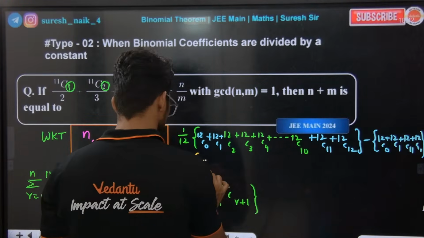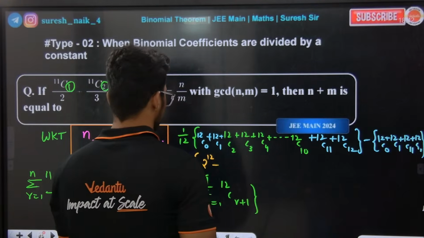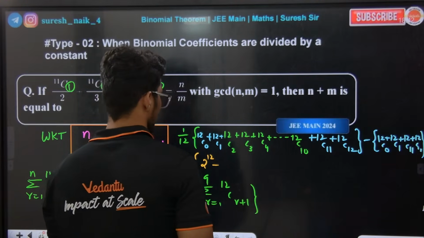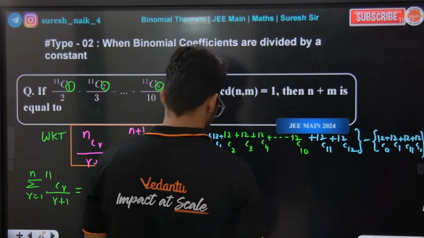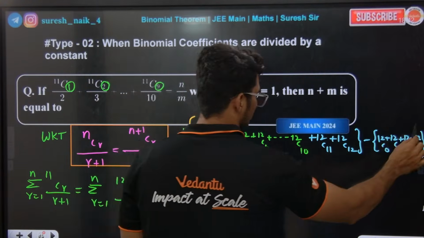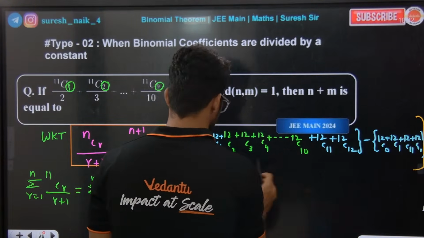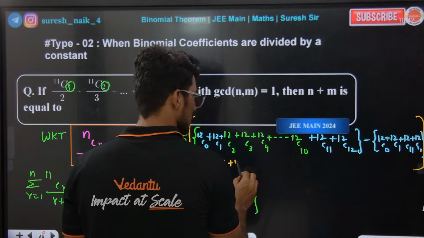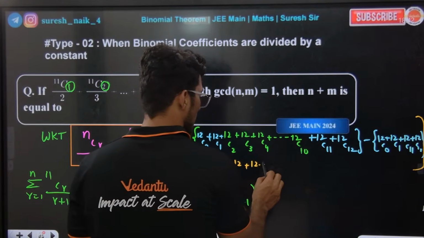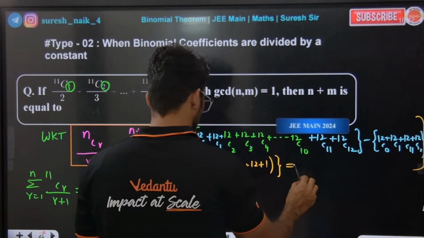12c0 to 12c12 is 2 power of 12 minus... this 1 by 2 is for everyone. 2 power of 12 minus 12, 1 plus 12 plus 12 plus 1. Okay, this is what you will get.